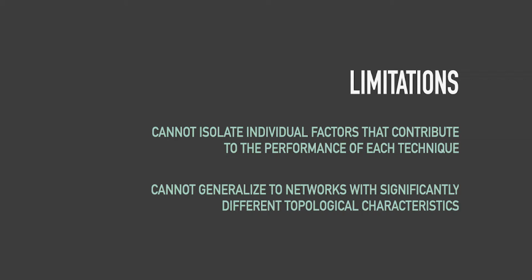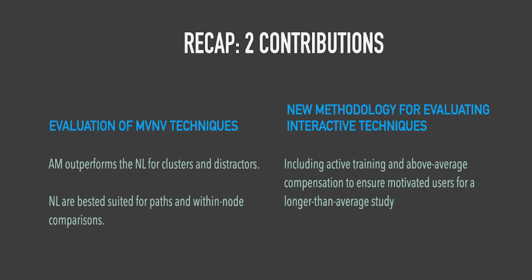Another limitation is that we were not able to compare multiple different network types in terms of size and density. Instead, we focused on testing a broad set of tasks on networks with varying attribute configurations. As a result, we cannot make claims as to whether our results would generalize to networks with significantly different topological characteristics. To recap, this study makes two main contributions.